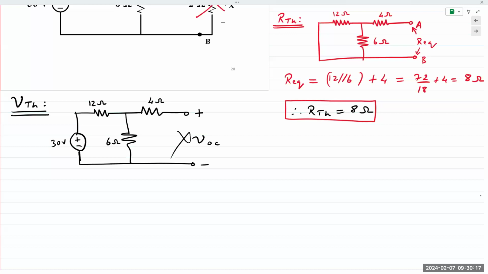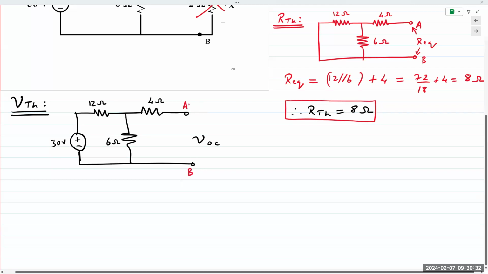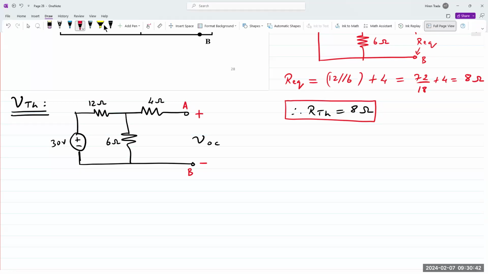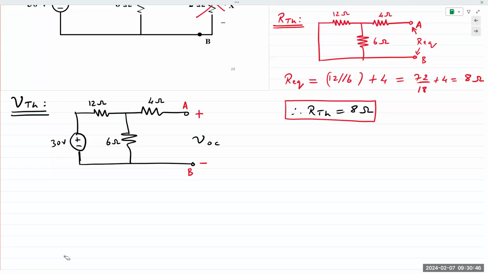So these terminals are open. And the open terminals are where we are going to perform our analysis. We need to find VOC, the open circuit voltage between those terminals, A and B. And remember, our analysis assumes a polarity of plus up top and minus at the bottom. Does not really matter, but we have to keep track of it till the end. So what do we see in the circuit?